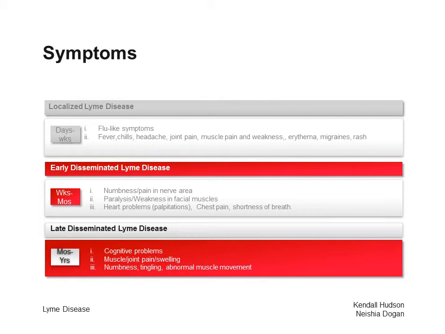There are 3 stages of Lyme disease. Stage 1 is called early localized Lyme disease. The infection has not yet spread throughout the body. Stage 2 is called early disseminated Lyme disease. The bacteria have begun to spread throughout the body. Stage 3 is called late disseminated Lyme disease. The bacteria have spread throughout the body.